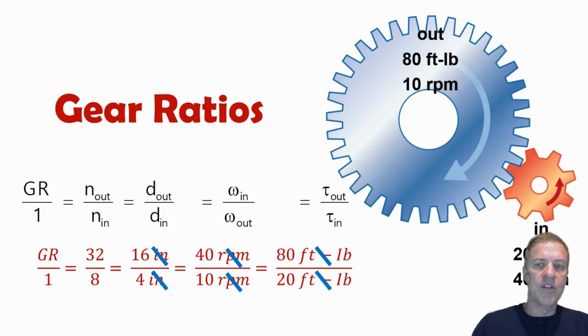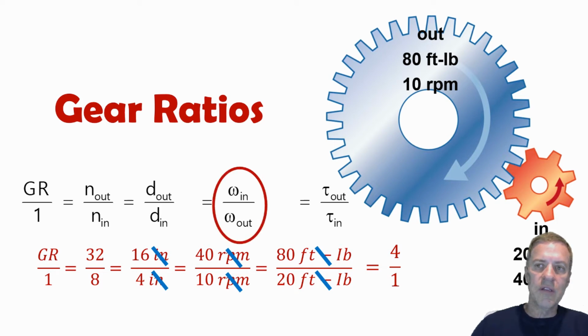You can see all of our units of measure cancel out, and we're left with 4 to 1. 32 divided by 8 is 4, 16 divided by 4 is 4, 40 divided by 10. So you can see all of these are actually the same fraction. So if we reduce the fractions, then that gives us our gear ratio.